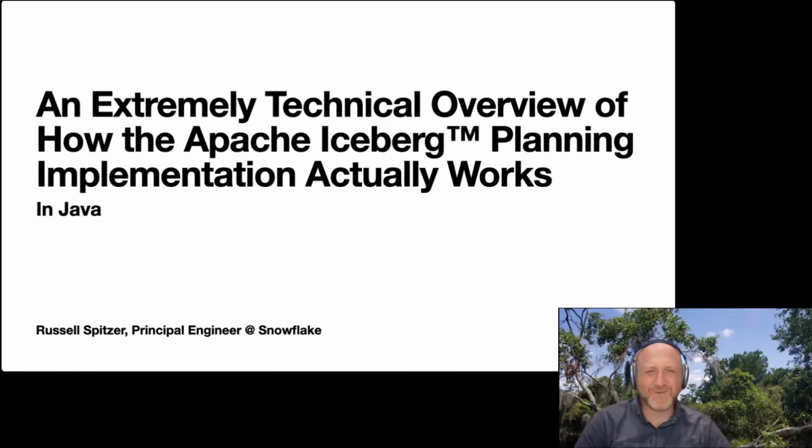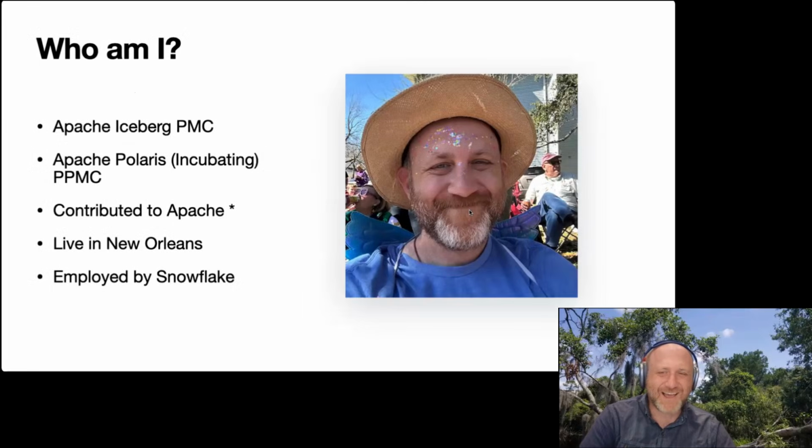Welcome to an extremely technical overview about how the Apache Iceberg planning implementation actually works in Java. I'm only going to talk about the Java implementation right now. The reason that I care so much about this is that it's a really crucial problem, and it's something I spend a lot of time thinking about.